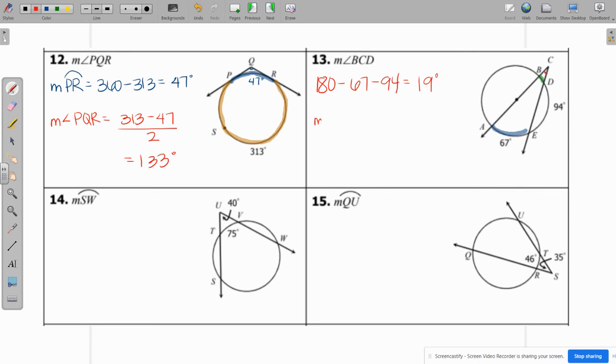So to find the measure of angle BCD, we're going to take the larger arc, 67, subtract the smaller arc, which is 19, and divide by 2, and we would get 24 degrees.